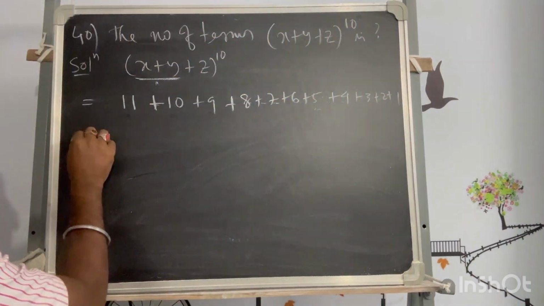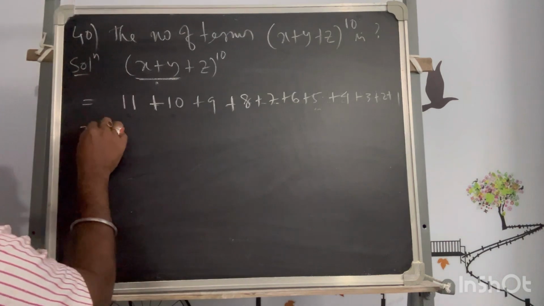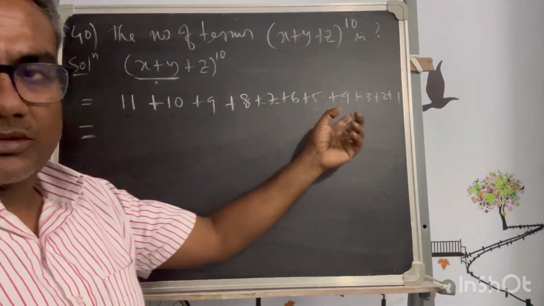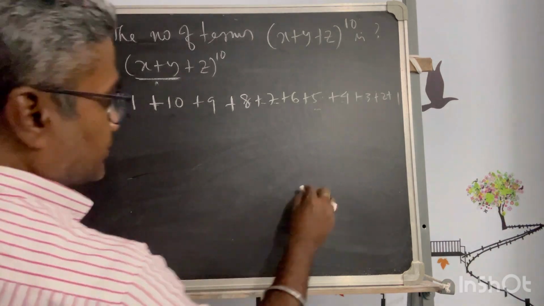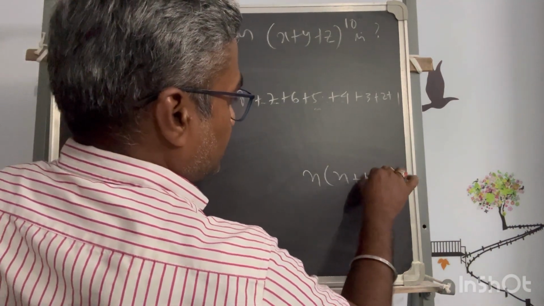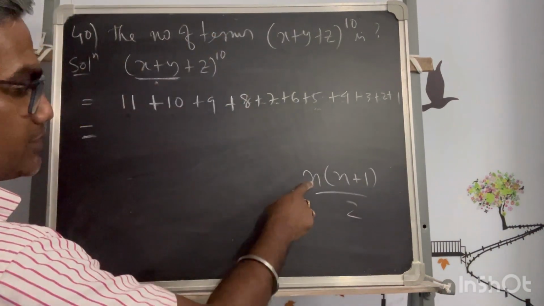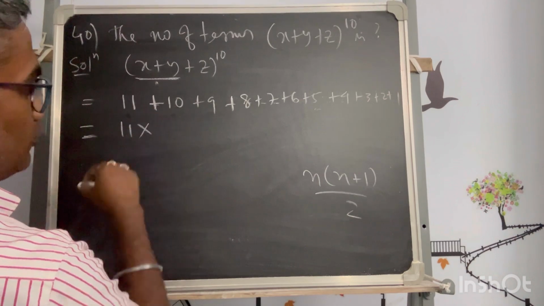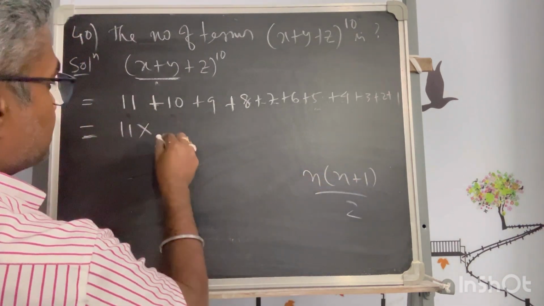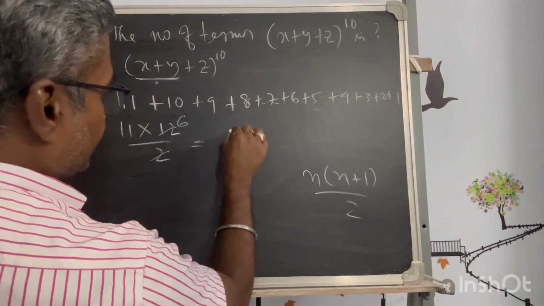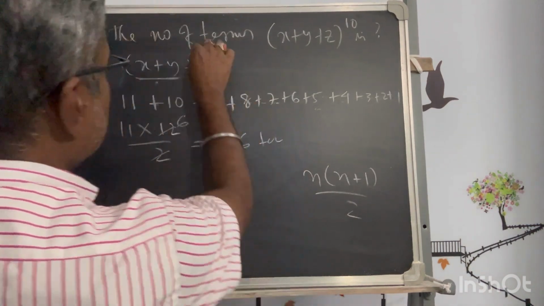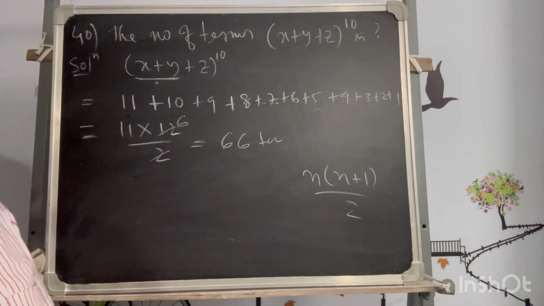Now if we add these, this is a natural series where natural numbers are added. The formula for that is n into (n plus 1) by 2. What is n here? It is 11, so 11 into (11 plus 1) is 12, by 2. All in all, how much? 66 terms. So this will contain 66 terms.